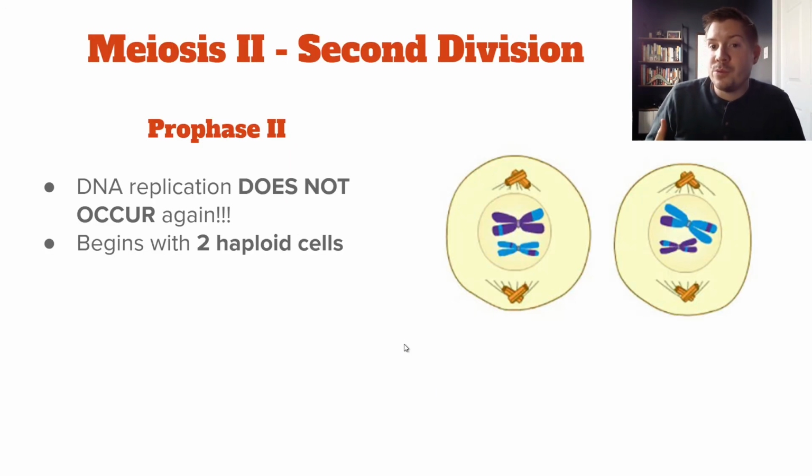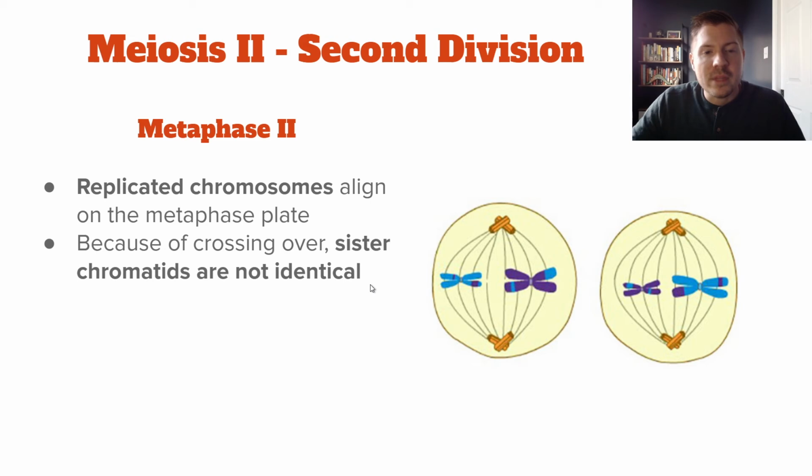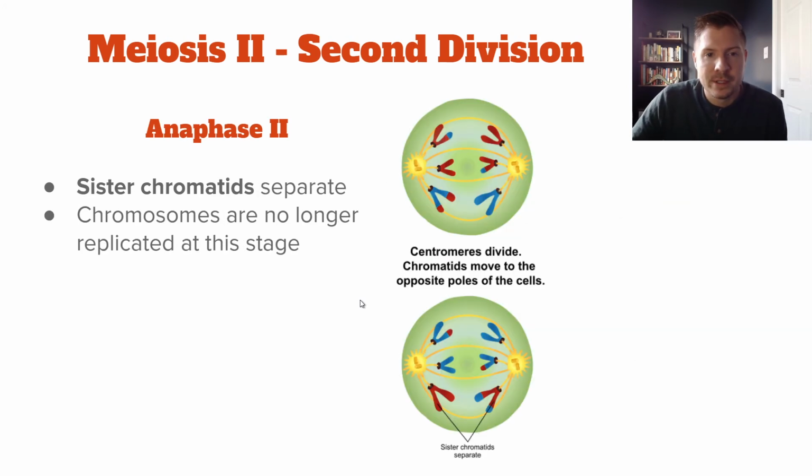So in meiosis 2, we're going to do a similar process, but now instead of separating the homologous chromosomes, we are going to separate the sister chromatids. We do not copy the DNA again, so there's no DNA synthesis between these 2 divisions. We're starting already with 2 haploid cells. In metaphase 2, these chromosomes line up in the middle. They're not identical now because crossing over has happened, but they're still considered sister chromatids.